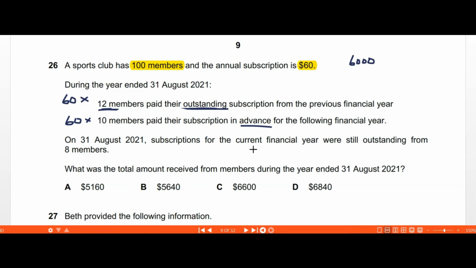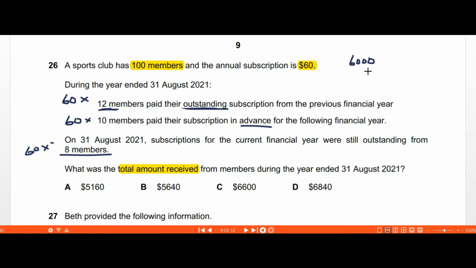On 31st August, subscriptions for the current financial year were still outstanding from 8 members. So that means 60 into 8 is still remaining. What was the total amount received from members during the year ended 31st August 2021? So if we just do this calculation, we're being asked what was the total amount received from members during the year. So not the amount that needs to go in the income statement, but actually the amount that was received.